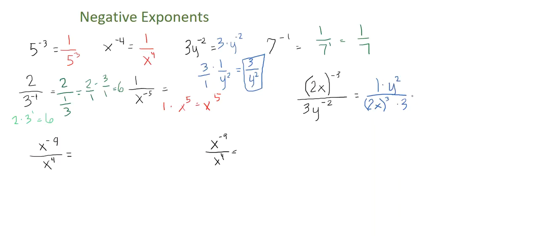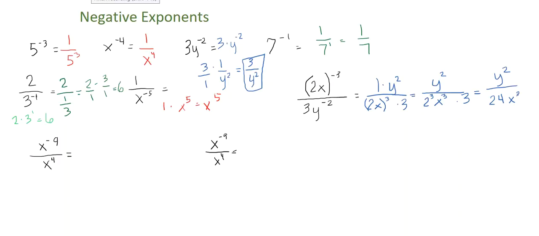And then we can simplify this further. The top just becomes y squared. And on the bottom, we can apply this 3 to both parts of the base. So we then have 2 to the third times x to the third times 3. 2 to the third is 8, and then 8 times 3 is 24. So on the bottom, we have 24x to the third, and on the top, the y squared.